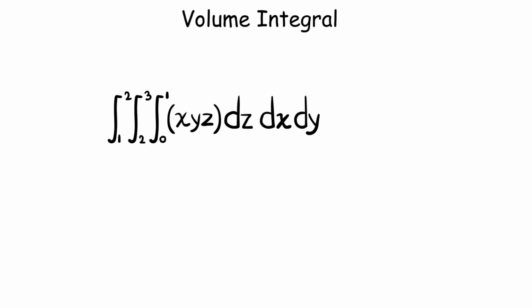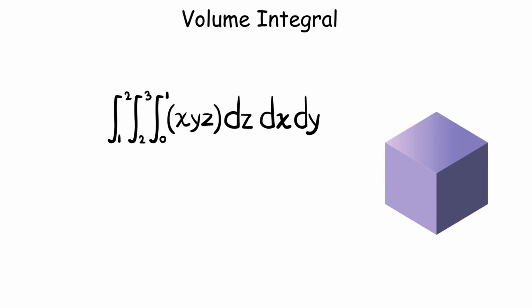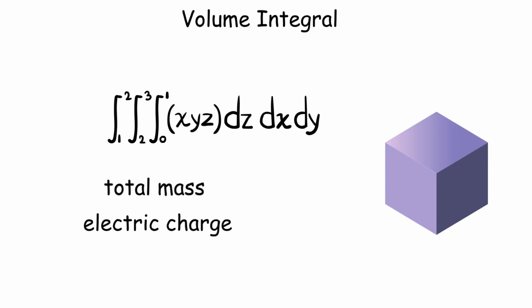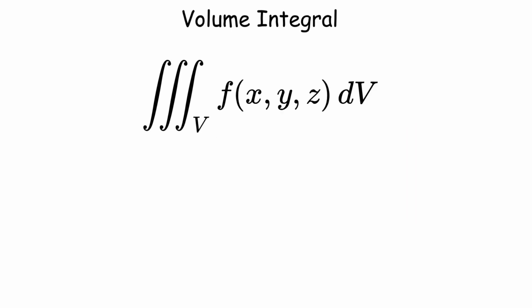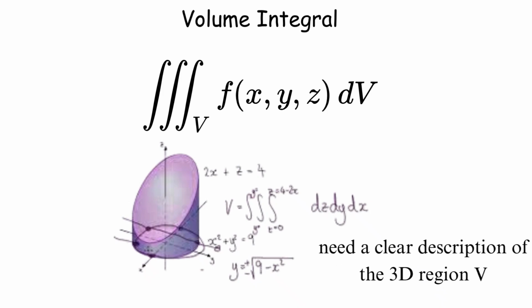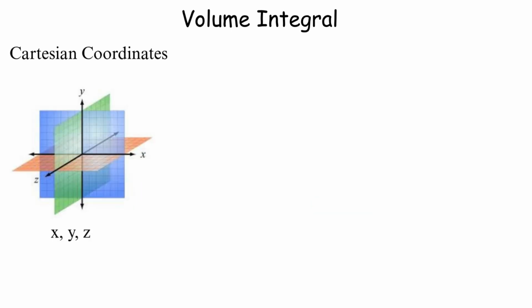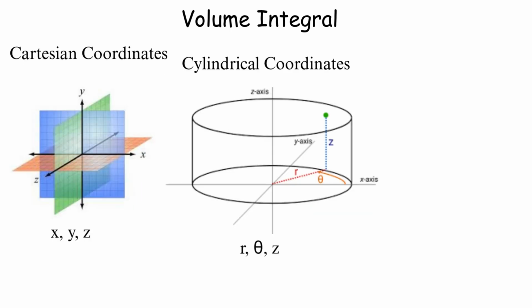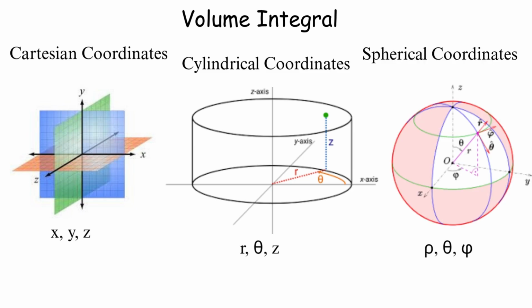Volume integrals are triple integrals that calculate quantities distributed throughout 3D regions, things like total mass, electric charge, or energy density. The notation means you're adding up the function f at every point inside the volume V. The tricky part is setting up the limits of integration correctly for your specific region. You might use Cartesian coordinates for boxes, cylindrical coordinates for cylinders, or spherical coordinates for spheres.